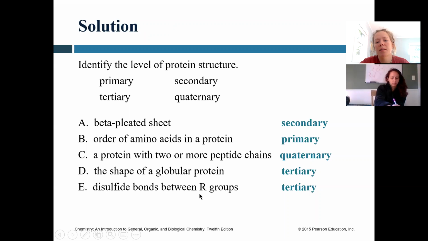And disulfide bonds between R groups, that's a tertiary. You could also say that's a quaternary. Quaternary structures can have that disulfide interaction as well.